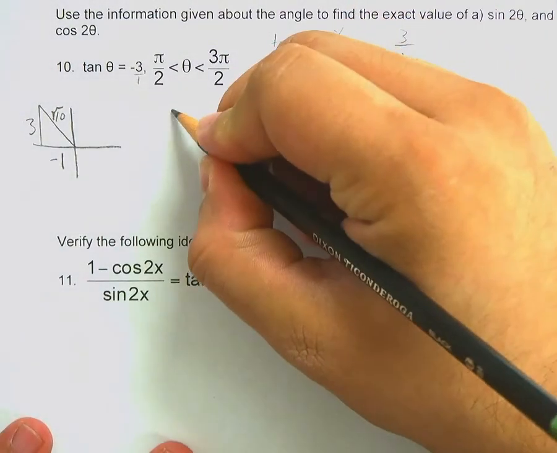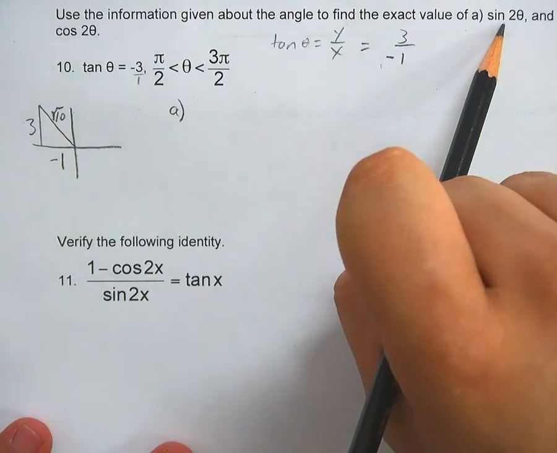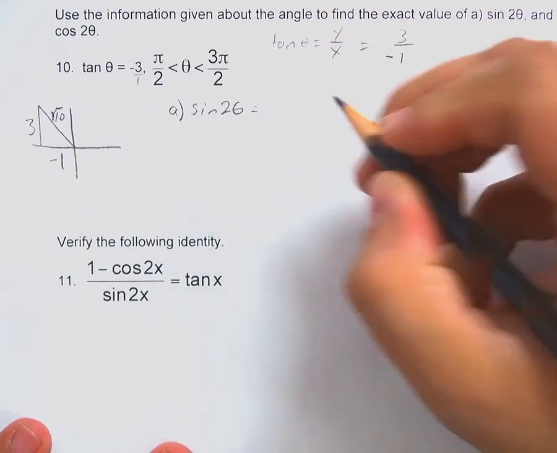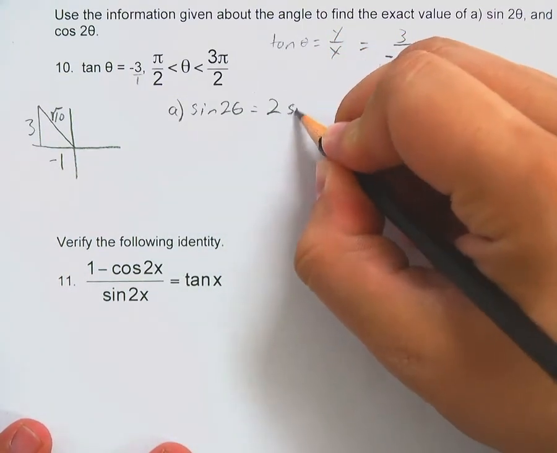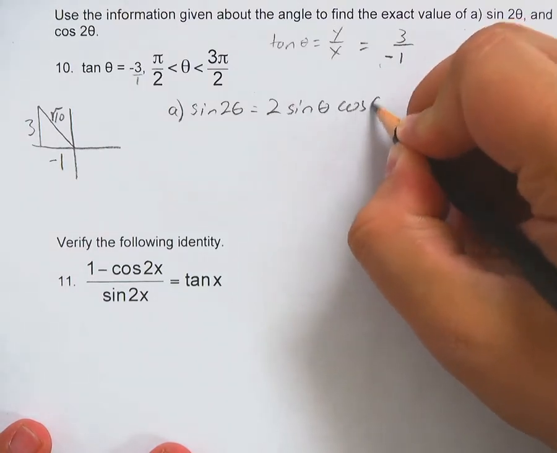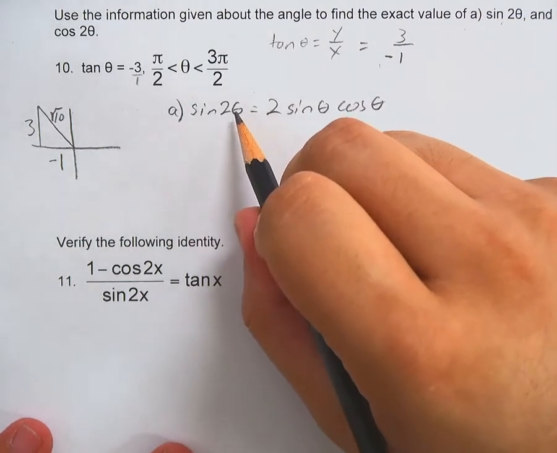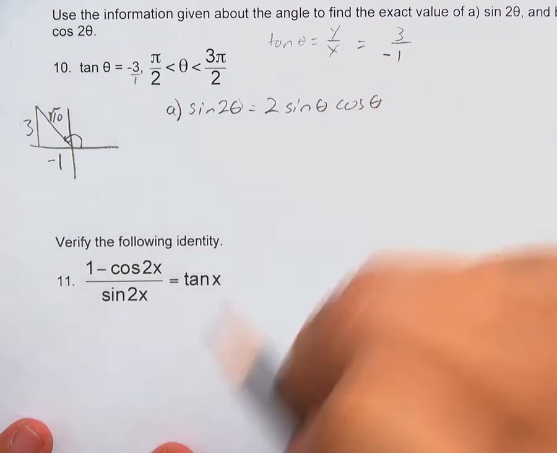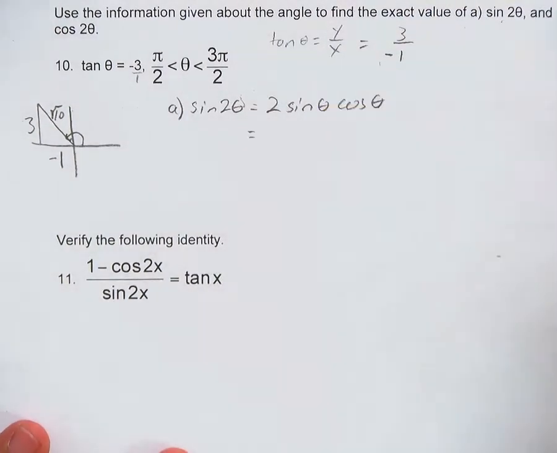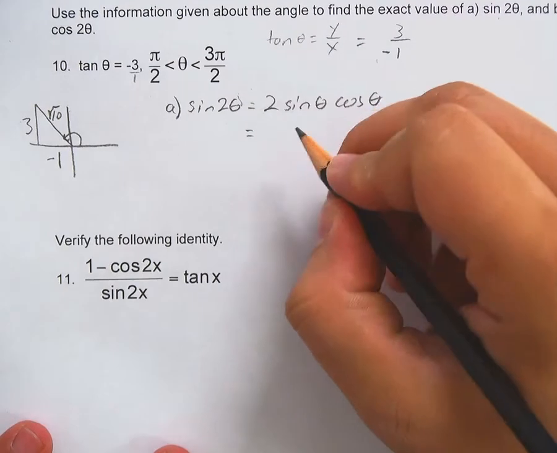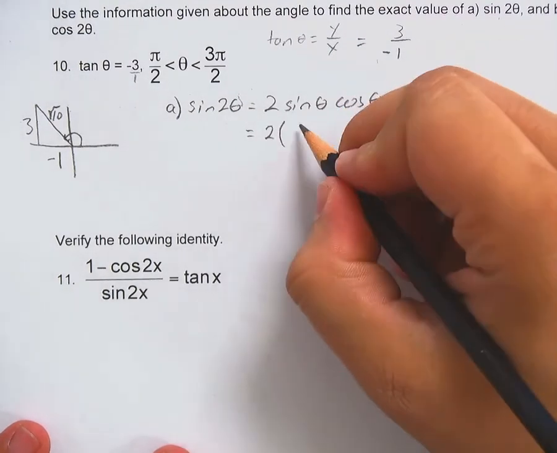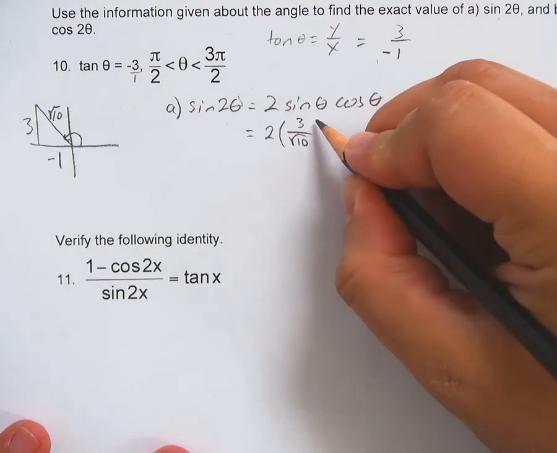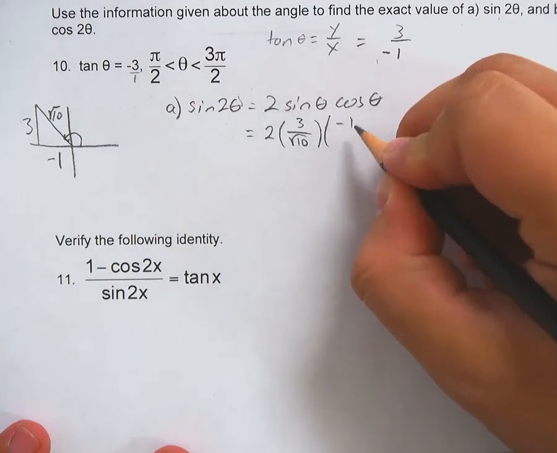So for part A, find the sine of 2 theta. So that's going to be sine of 2 theta is 2 sine theta cosine theta. Now I wish I knew theta. Here's theta. I wish I knew theta so I could just multiply it by 2 and call it a day, but I don't, so I won't. The sine of theta is y over r, 3 over the square root of 10. Cosine is x over r, negative 1 over the square root of 10.